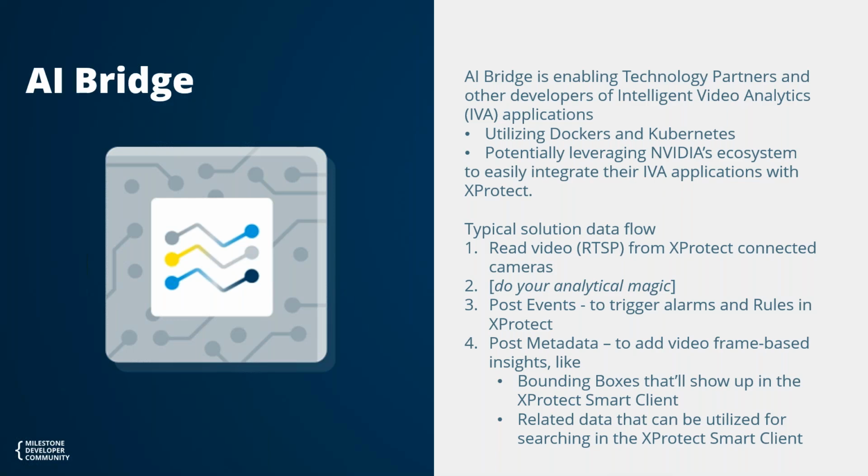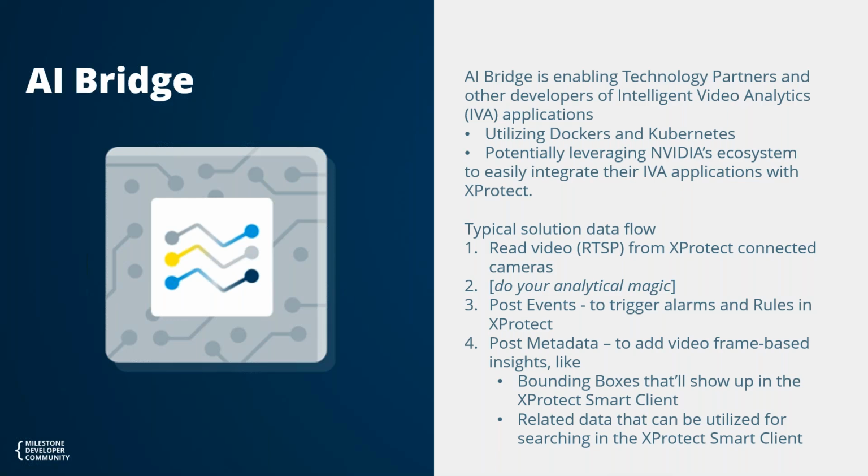Then you do your magic, analyze what is going on in the video, and based on that, you will typically do either, but you could do both, post events back to XProtect, saying here is something identified in the video, and that could typically be used to trigger alarms inside the VMS, or activate rules and other things in the VMS. A rule could be like start recording, if that's an option, or do a lot of other things.